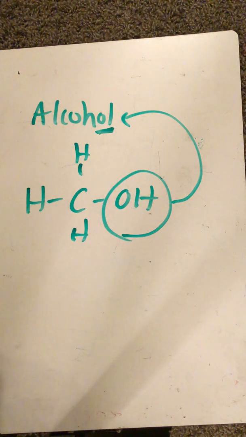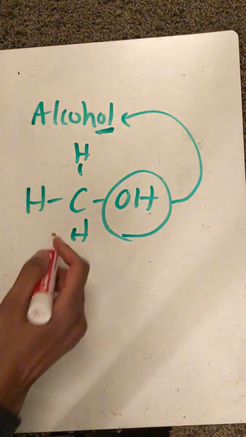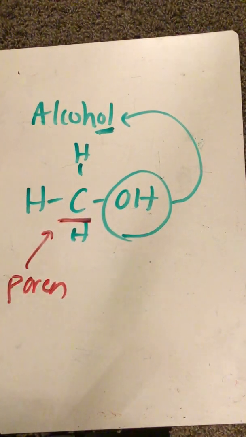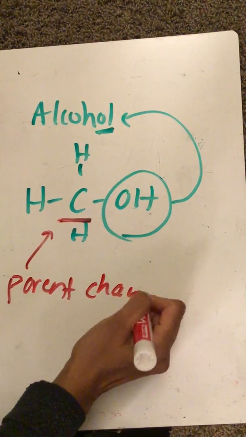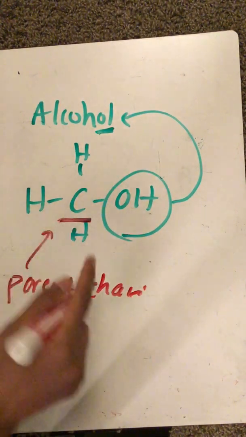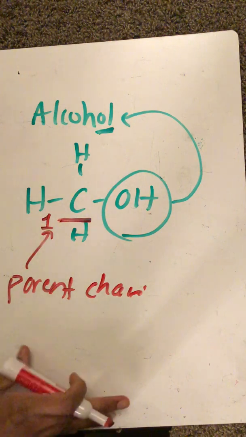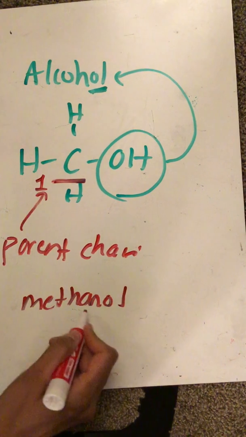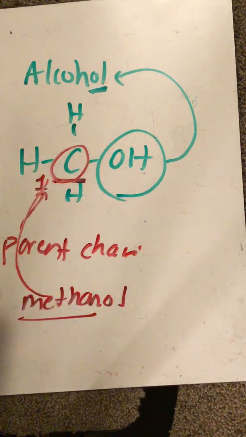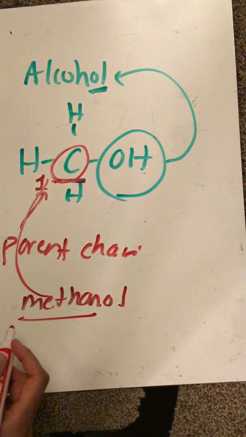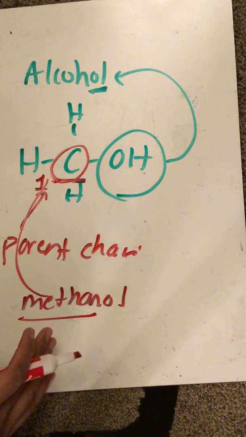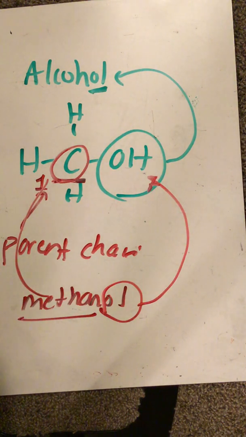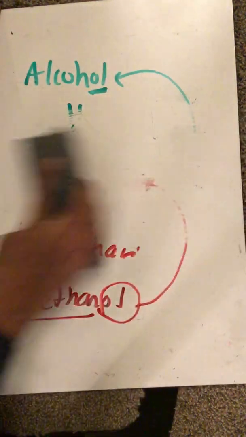How would I name this? Well, I see that this is my parent chain, because my parent chain is the longest carbon chain. And the longest carbon chain here is 1. So the name of this is methanol. Meth for my 1 carbon chain, because meth means 1. It's not just the drug meth, okay? And this all is the alcohol, methanol. See how easy that is?